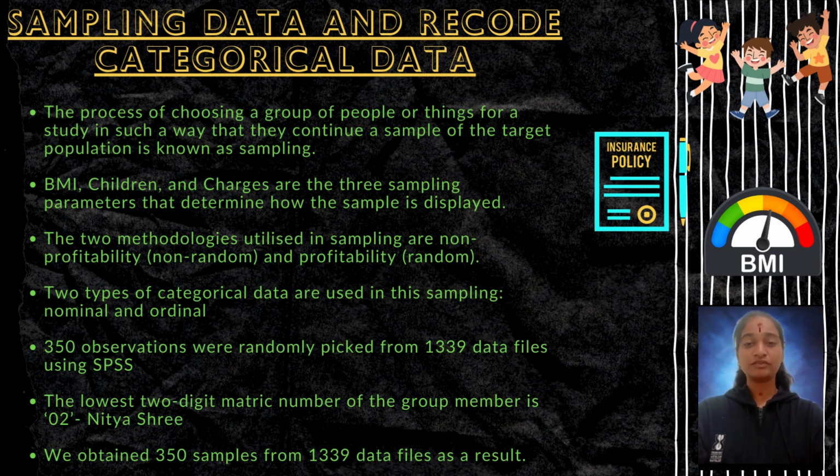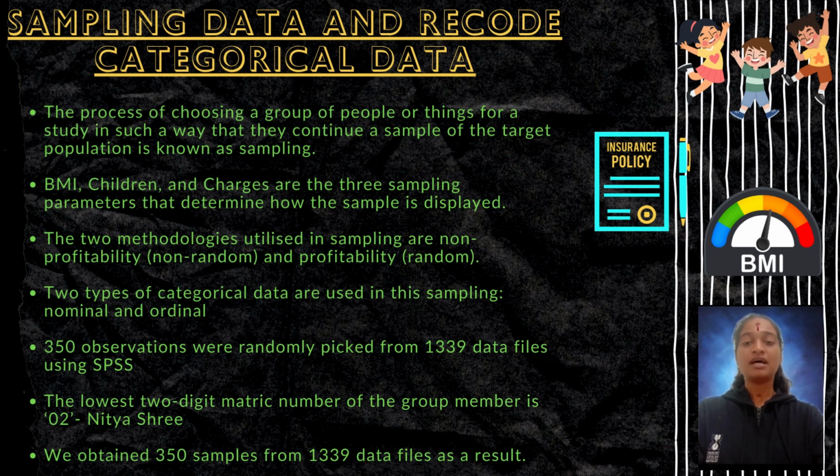Now, I will continue with the second part, which is sampling data and decode categorical data. The process of choosing a group of people or things for a study in such a way that they represent a sample of the target population is known as sampling. In this case, BMI, children, and charges are the three sampling parameters which we choose that determine how the sample is displayed. The two methodologies that we utilize in this sampling data are non-probability, known as non-random, and probability, known as random.